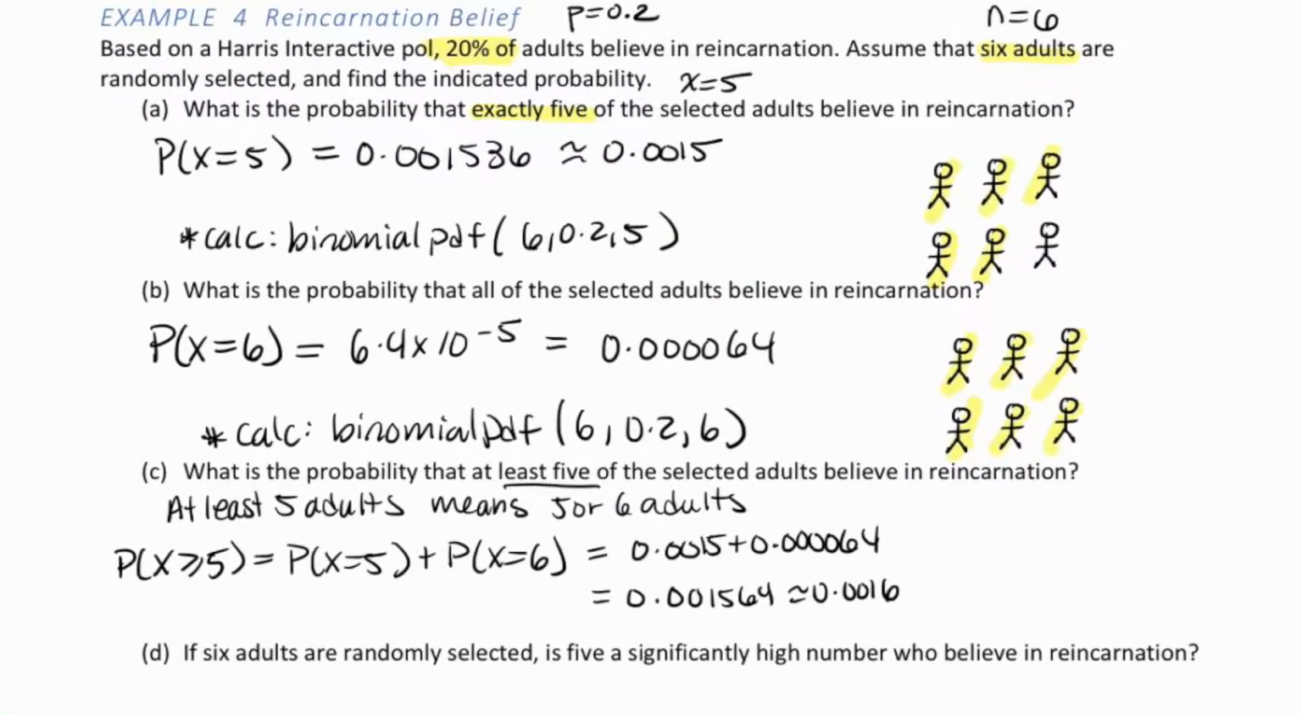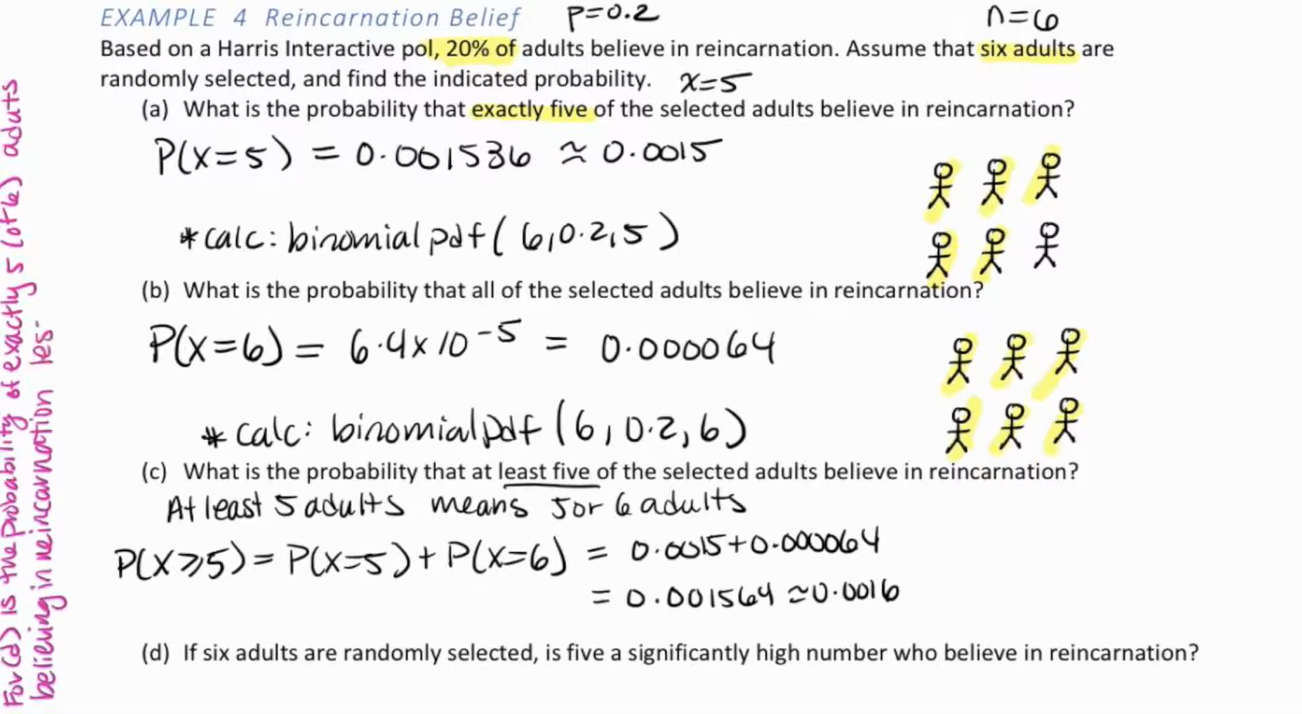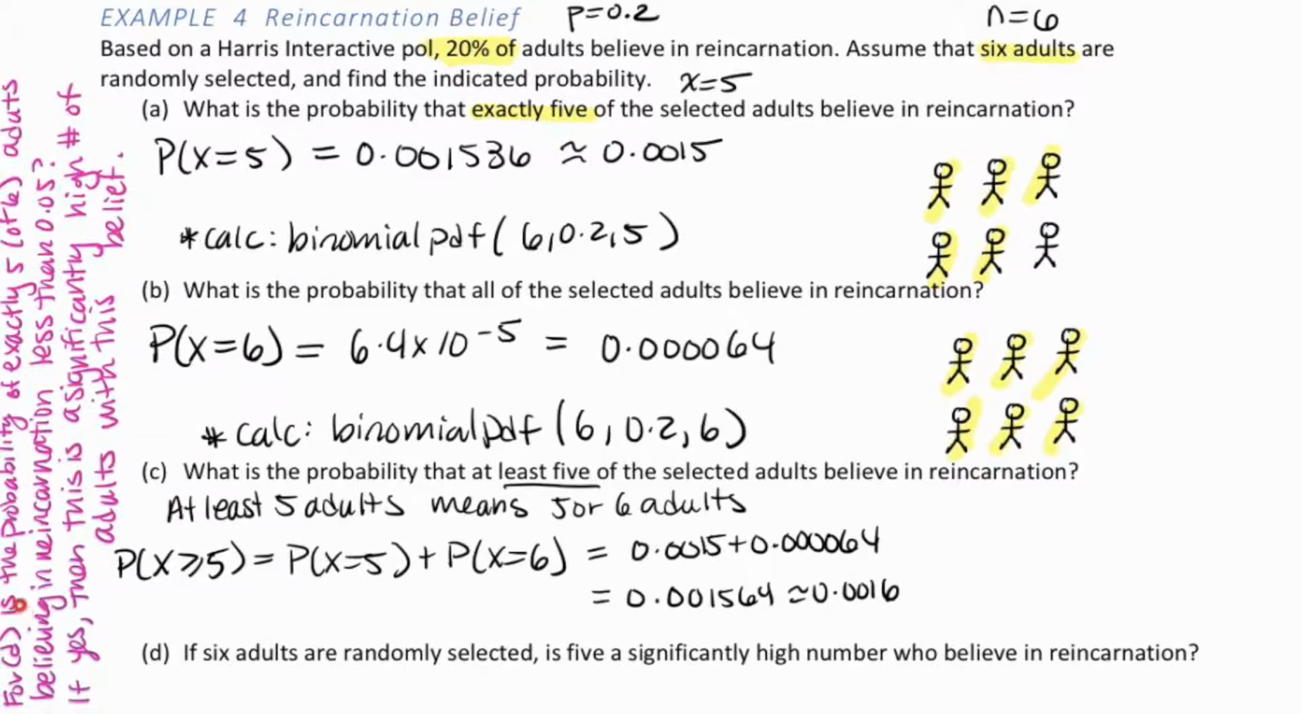So the next example, part D, if 6 adults are randomly selected, is 5 a significantly high number who believe in reincarnation? Let's ask ourselves a question to help answer part D. So for part D, is the probability of exactly 5 of the 6 adults less than 0.05? If yes, then this is a significantly high number of adults with this belief. So if you recall from part A, the probability of exactly 5 adults believing in reincarnation is this. Is this number less than 0.05? It is. So yes, this is a significantly high number of adults who believe in reincarnation.